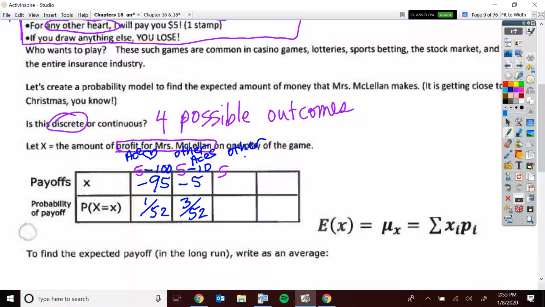One of the other hearts. Okay, good. And then I'm going to give you your $5 back. So essentially, I just really did what? Broke even. How frequently does that happen? 12 out of the 52. Very good. And what's last?